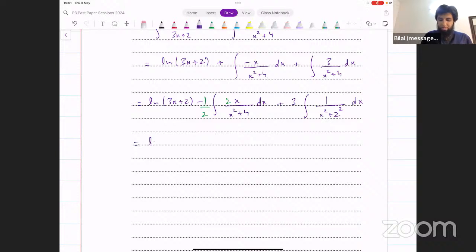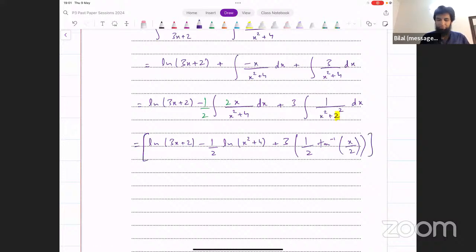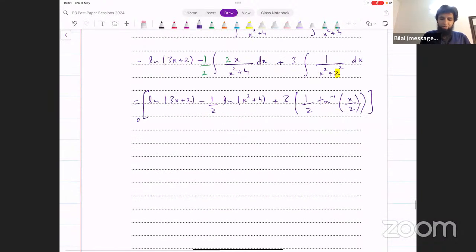This becomes ln of 3x plus 2 minus 1 over 2 into ln of x squared plus 4 plus 3 as it is. Integration of this. This is a. What's the integration? 1 over a, that's 1 over 2 into tan inverse of x over a, x over 2. That's the integration that you get. Now you input the limits. Limits are from 0 to 2. You can do it after this, right?